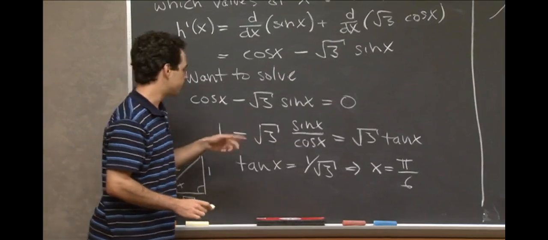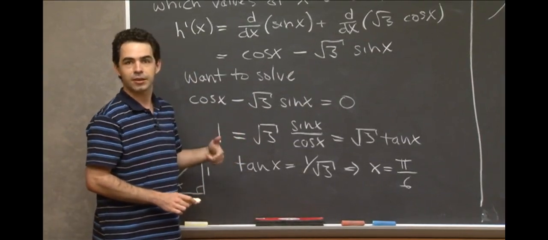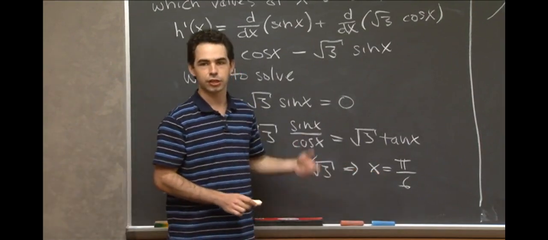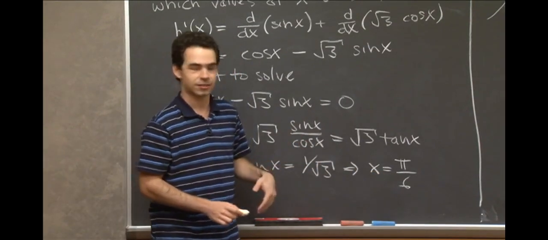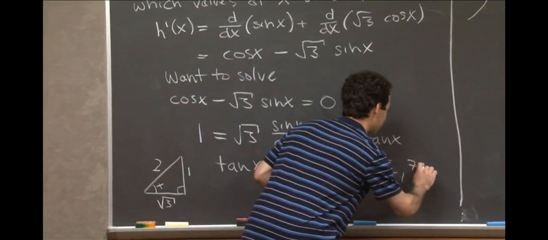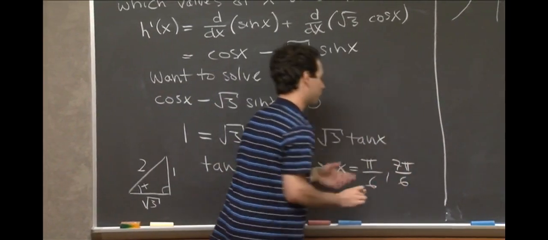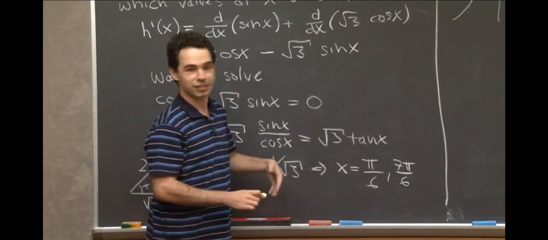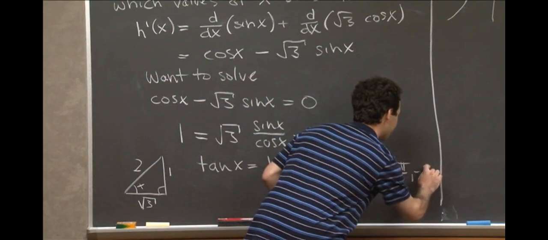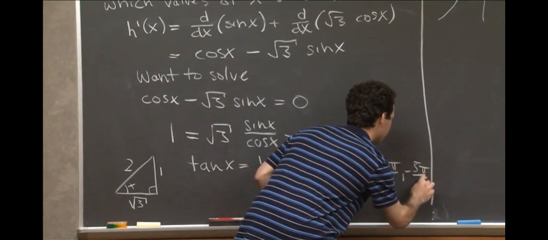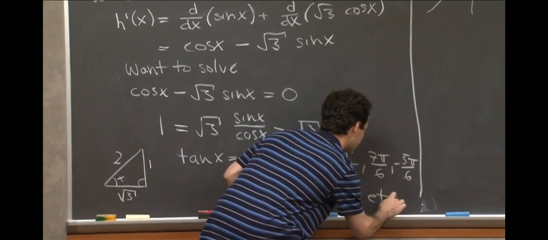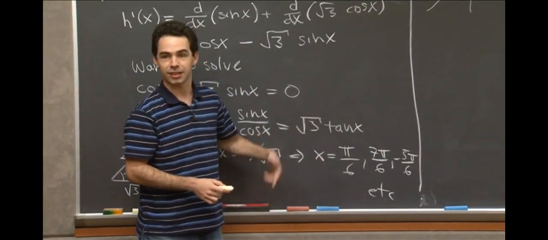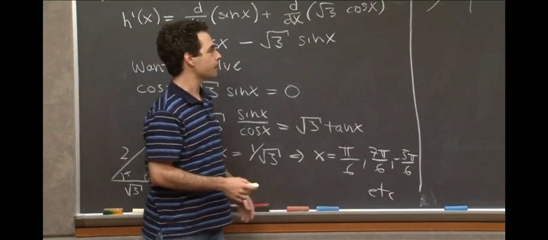But one thing to remember is that tangent of x is a periodic function with period pi. So not only is pi over 6 a solution, but pi over 6 plus pi is a solution. So that's 7 pi over 6, or pi over 6 plus 2 pi, which is 13 pi over 6, or pi over 6 minus pi, which is minus 5 pi over 6, etc. So there are actually infinitely many solutions. They're given by pi over 6 plus an arbitrary multiple of pi.